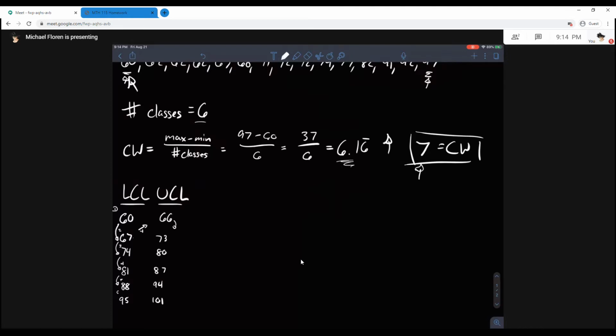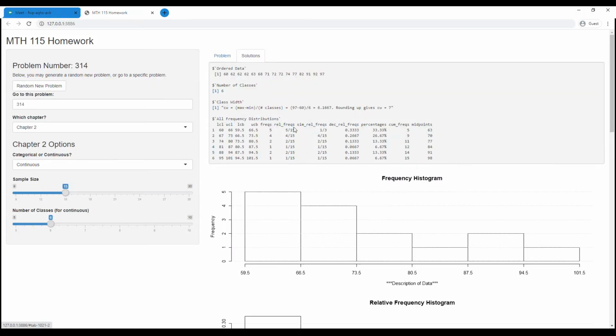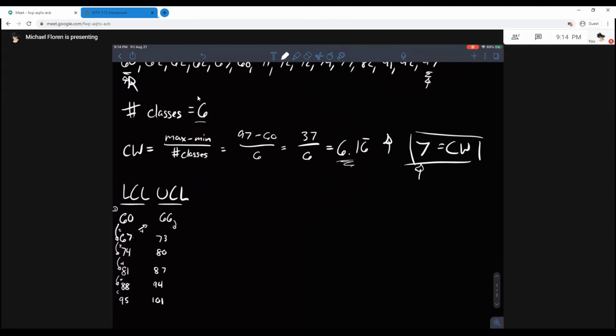So this is a good spot to stop and double check my work. I'm working on the class limits. 60 to 66, yeah, that's right. 67 to 73, yeah, that's right. And then all the way to 95 to 101, yeah, that's right. Now I'm going to hide it before I look at anything else because I don't want to cheat and ruin my education. I just want to make sure I get that.